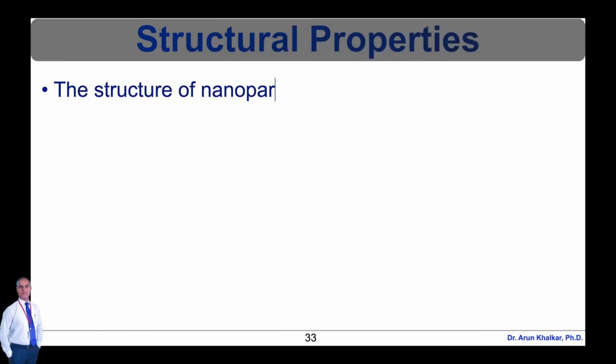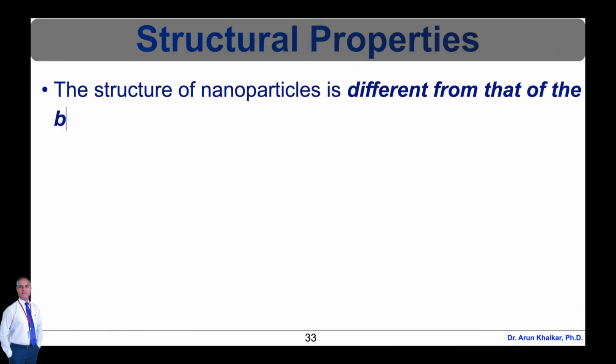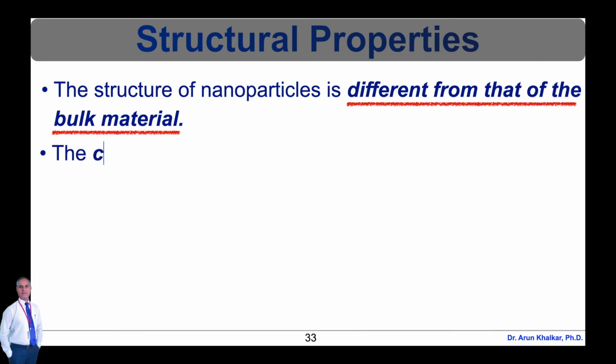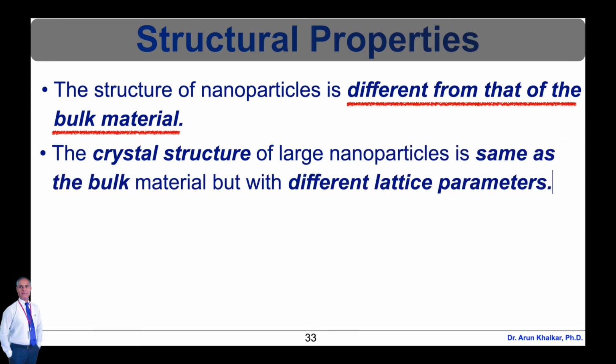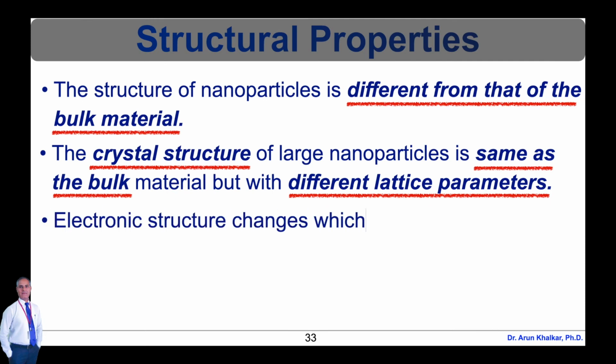The structure of nanoparticles is different from that of the bulk material. The crystal structure of large nanoparticles is the same as the bulk material but with different lattice parameters. Electronic structure changes, which leads to changes in optical properties and reactivity.